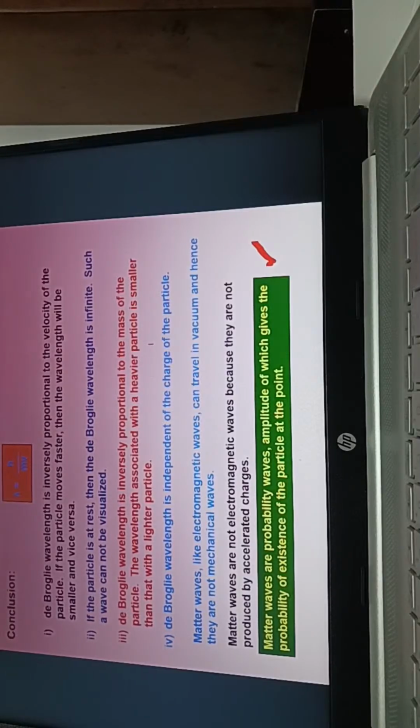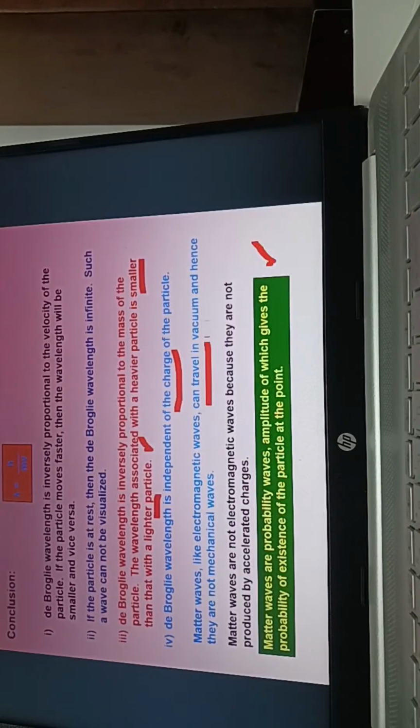De Broglie wavelength is inversely proportional to the mass. The wavelength associated with heavier particles is smaller than that of lighter particles. Heavier particle is smaller, lighter particle is greater. That's why the dual nature is visible for smaller particles like electrons, protons, neutrons. Neutrons also have a de Broglie wavelength, because it does not depend upon the charge. See here, independent of the charge.